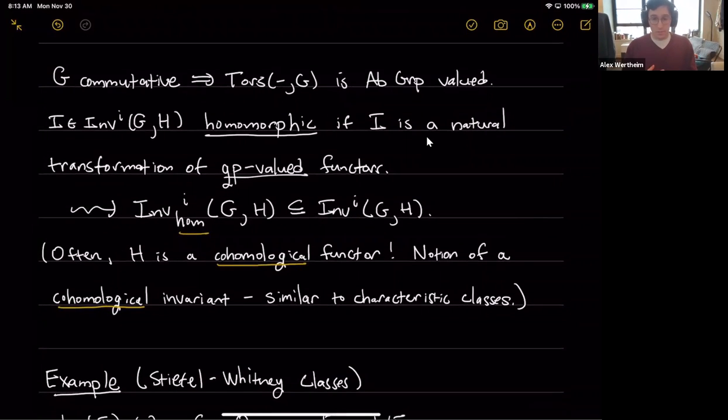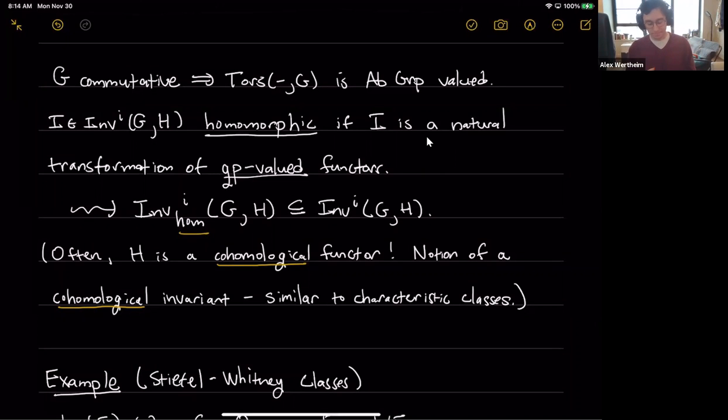In the event that G is commutative, as we saw above, we can view Tors_G as an abelian group valued functor. And so there's a natural subgroup of invariants that one can focus attention on. Precisely, we say that an invariant I is homomorphic if it is a natural transformation of group valued functors. And this naturally forms a subgroup of the type I H invariants of G, which I'll denote by adding this subscript hom below the index.